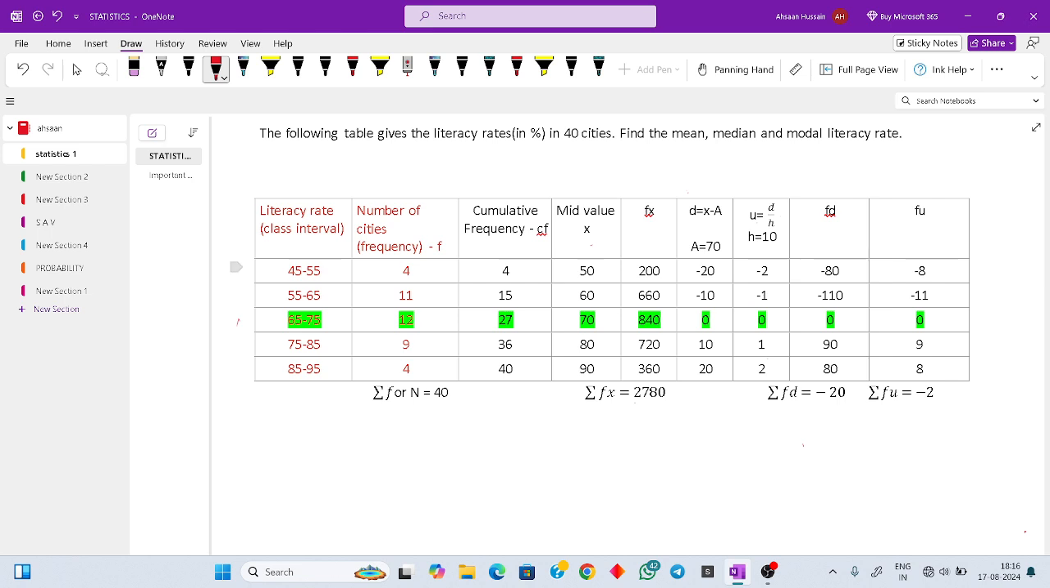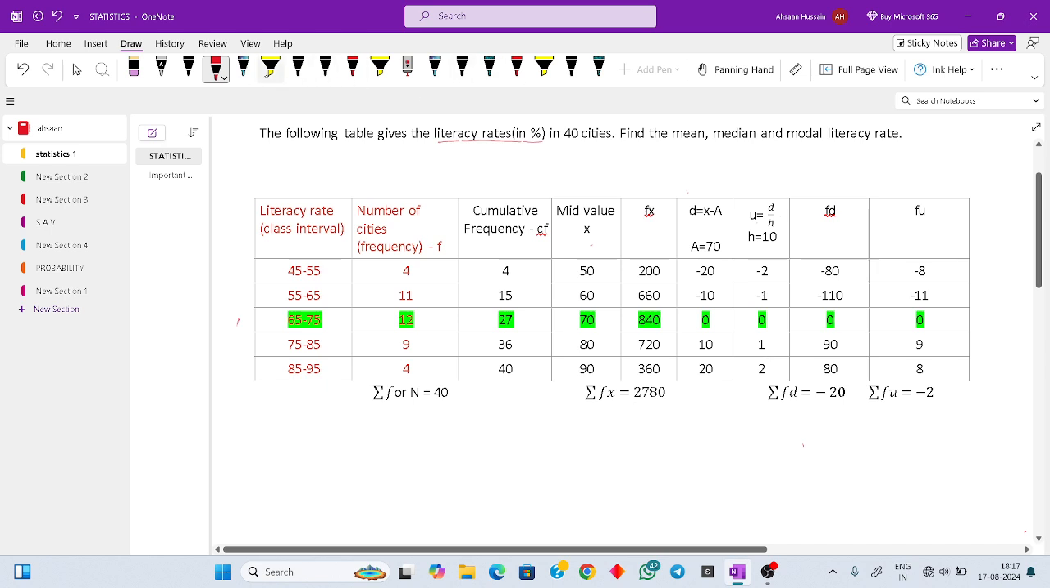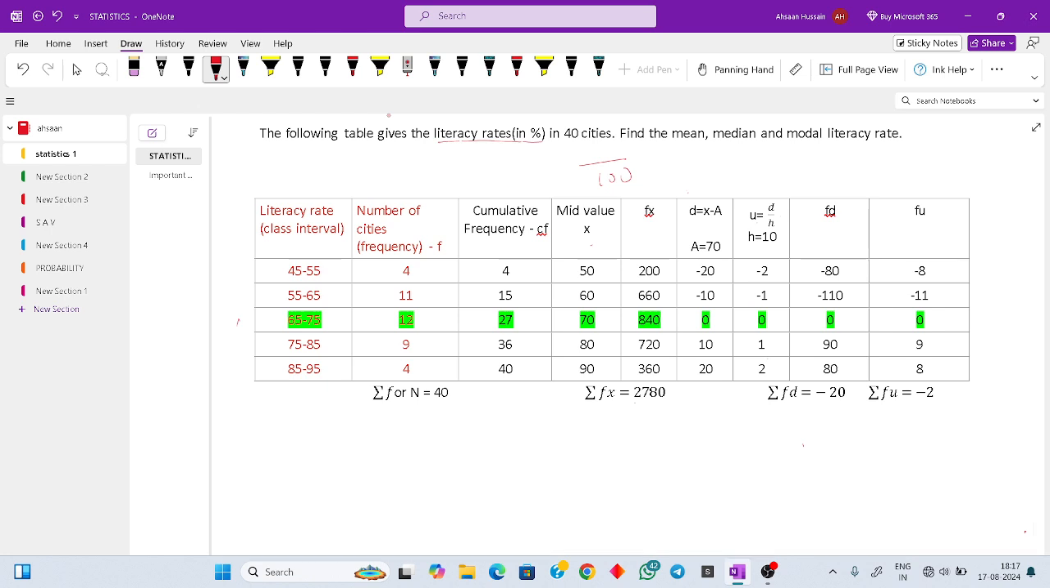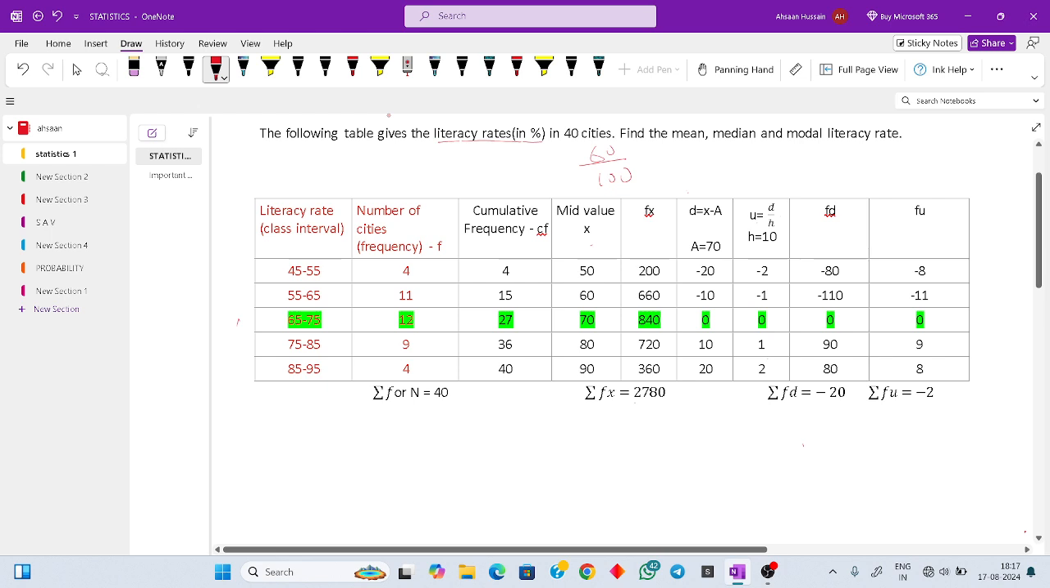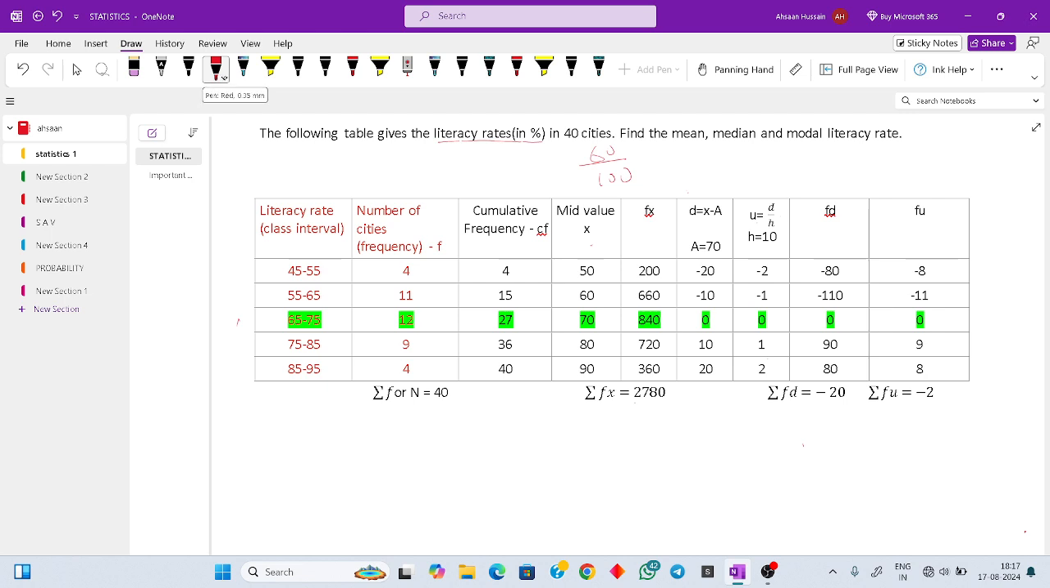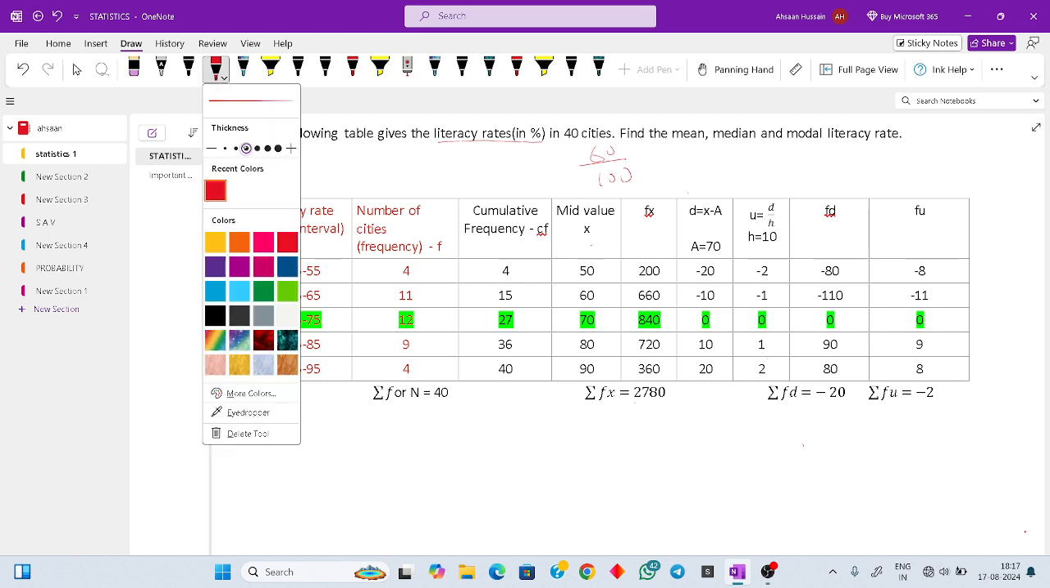So there are four cities in which the literacy rate is around 45% to 55%. And there are 11 cities in which the literacy rate is around 55 to 65 percent. By literacy rate, it means that out of 100, how many persons are literate. For example, if out of 100, 60 people are educated, then the literacy rate is 60 percent. Okay.